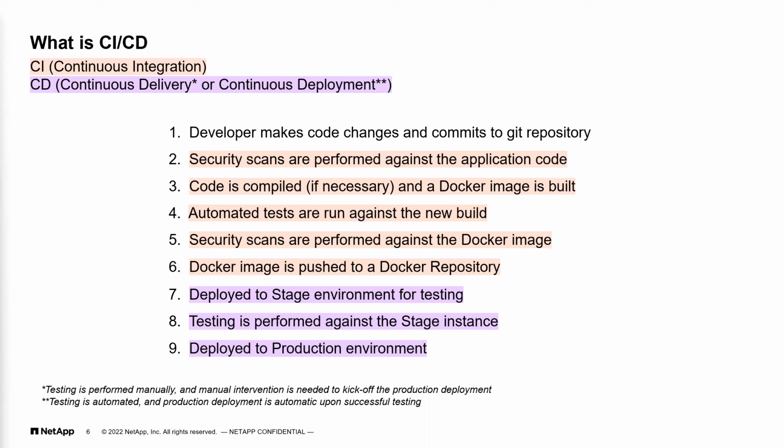You can also have automatic rollback. So if it does deploy to production and you have some monitoring in place that will take a look at logs and performance tests, you can have it automatically roll back as well. That's part of your continuous deployment.